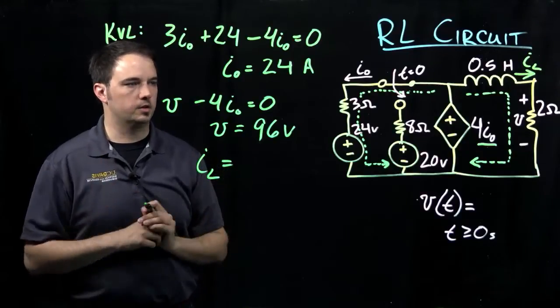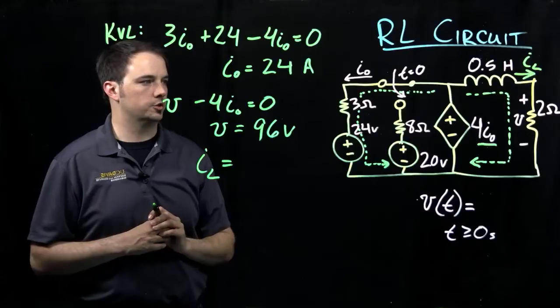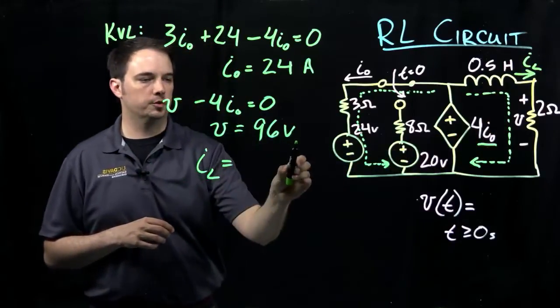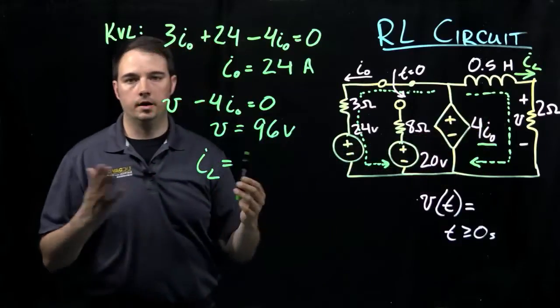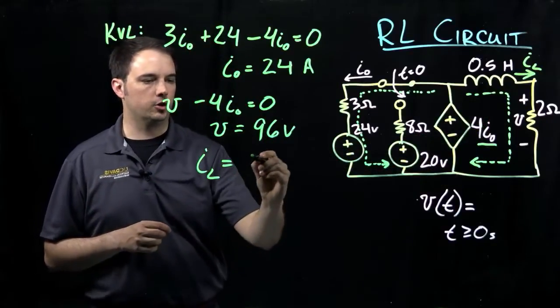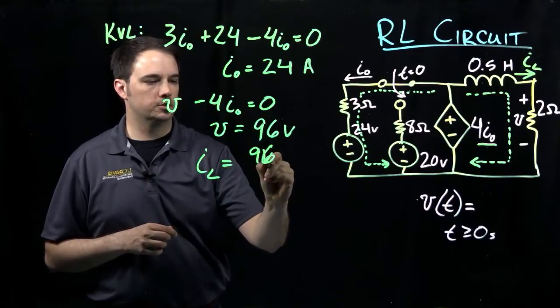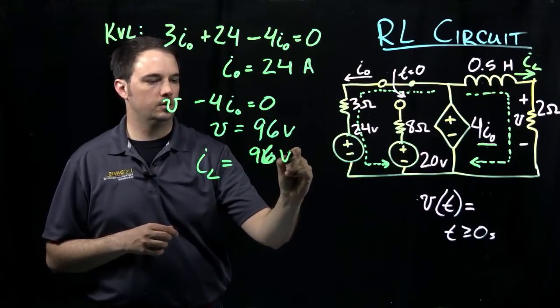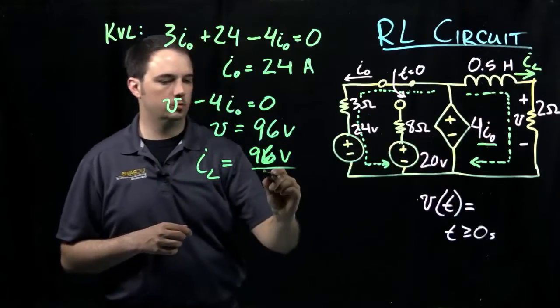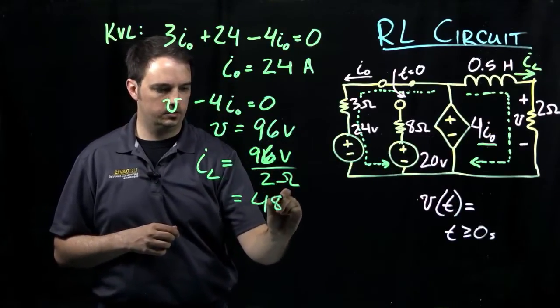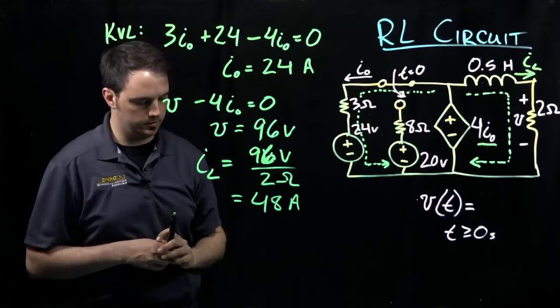Again, we're talking about the initial conditions before the switches change positions. In order to find this, I know that if I've established what this voltage is across my resistor, then using Ohm's law I can figure out the current. It should be 96 volts over the resistance here, 2 ohms, giving me 48 amps of current.